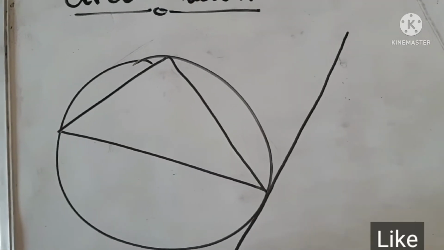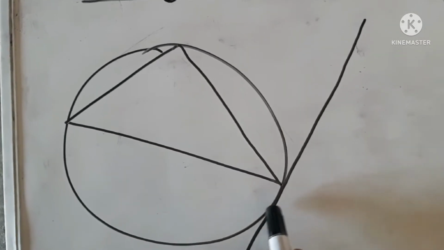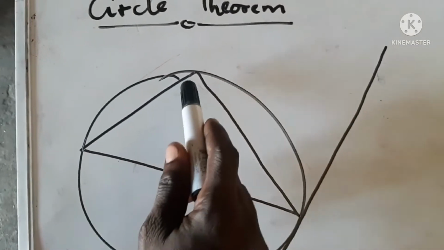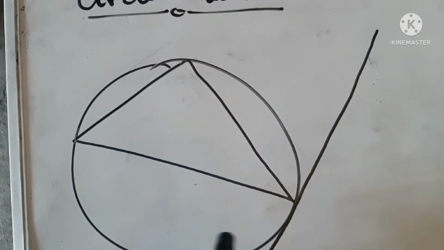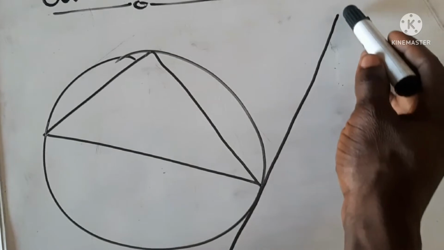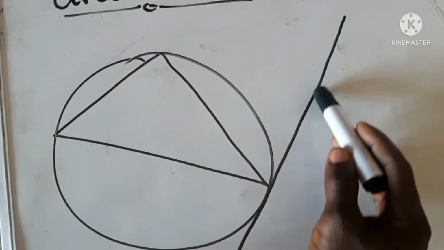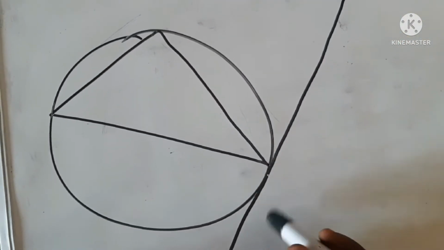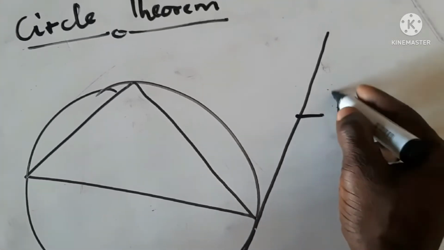So this is the next one. So look at the shape here. Now we have the circle, right? So you have the circle, and then we have a triangle inside the circle, right? That is 1 point. And then we have another line here, another road here that passes through and touches the circle. Is that okay? So we call this line here a tangent, right?